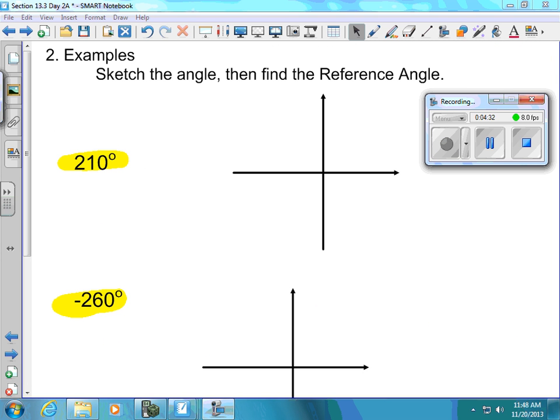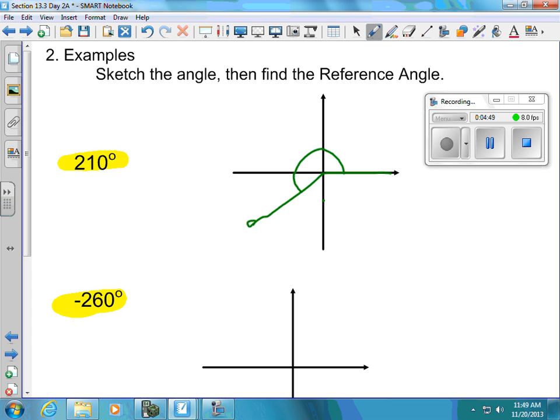Okay, so sketch the angle and then find its reference angle. Well, 210 degrees. We start here. We spin out, that's 90, 180. If we go all the way down here, that's 270. So 210 would be somewhere in here, not to be exact. Here's our theta. So our reference angle is going to be this little piece right here.